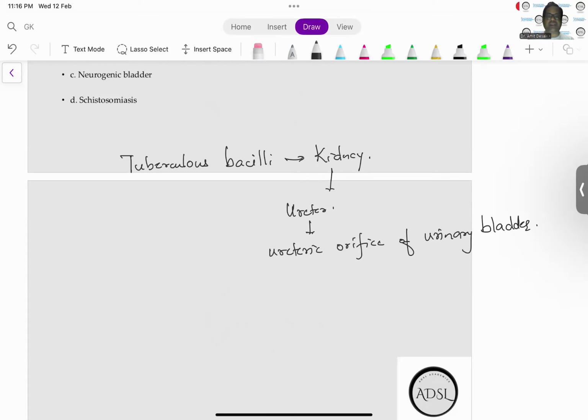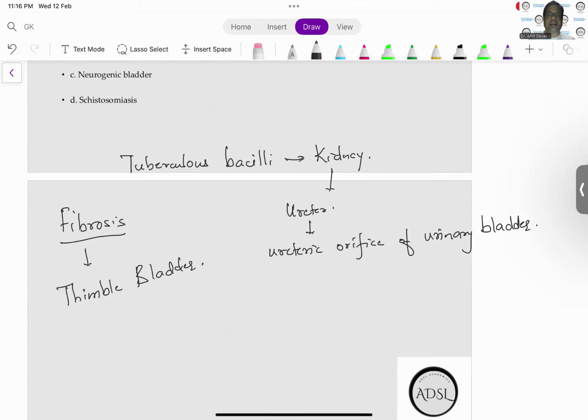Once it is affected, there are lesions and ulcerations, and when it becomes chronic tuberculosis, these lesions heal by fibrosis. Because of the recurrent fibrosis, the entire bladder becomes fibrosed, its capacity decreases, and what we get at the end is the resultant called thimble bladder.